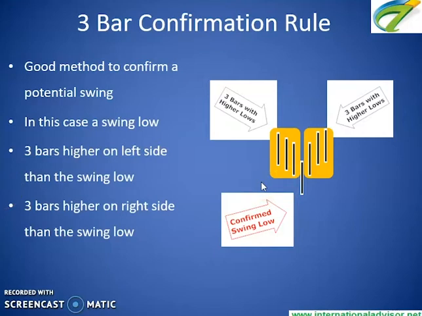In this case, a swing low has 3 bars higher on the left side than this swing low, and 3 bars higher on the right side than the swing low, like this. If there is a confirmation like this, it confirms the swing low is made, and we can come up with multiple strategies we'll be discussing later, with maybe the stop below this line, and we can buy above this in combination with many other strategies we'll discuss. But right now we are just discussing some of the basic formations.